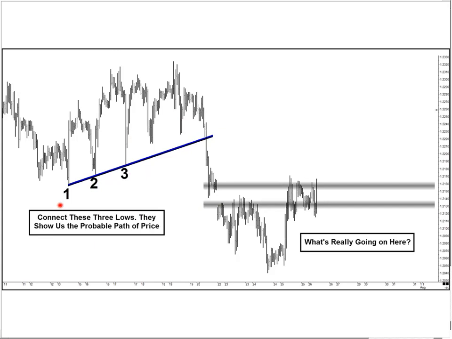This is the path of price. I don't even have to draw the median line. This is still 60 minutes. This is still the euro. I don't need to draw the median line. Here's the probable path of price. Why? Take a look at how this frequency goes throughout this chart. Look at it here, right through the gap.